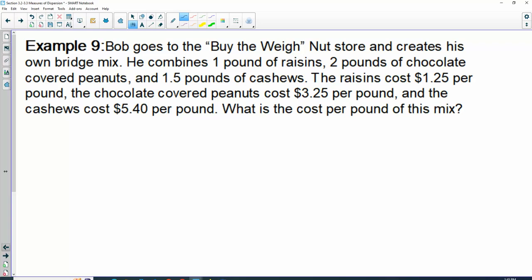Okay, Bob goes to a by-the-weight nut store and creates his own bridge mix. He combines 1 pound of raisins, 2 pounds of chocolate-covered peanuts, and 1.5 pounds of cashews. Raisins cost $1.25 per pound. Chocolate-covered peanuts are $3.25 per pound, and cashews are $5.40 per pound. I want the cost per pound.